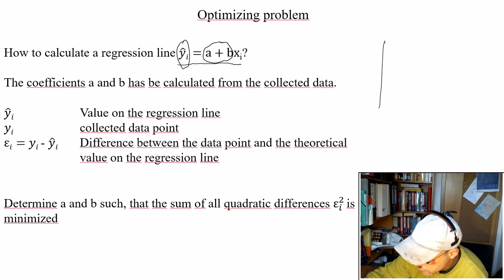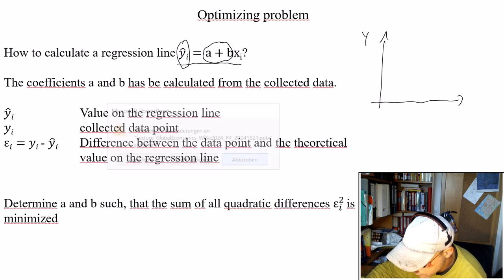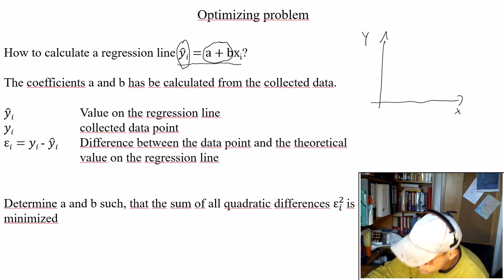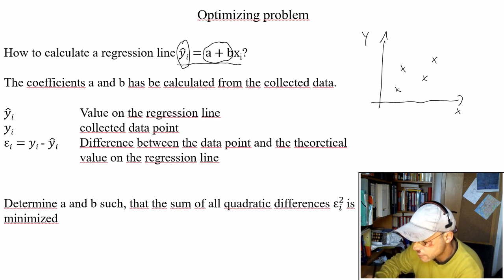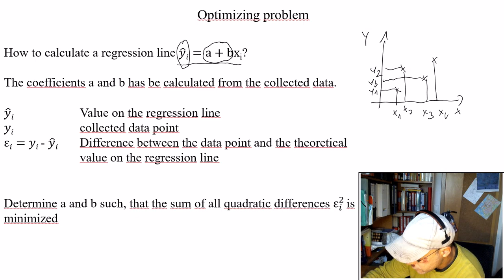So in general, let's say we have y and x. And let's say our data looks like this. Then this is x1, y1, x2, y2, x3, y3, x4, y4.